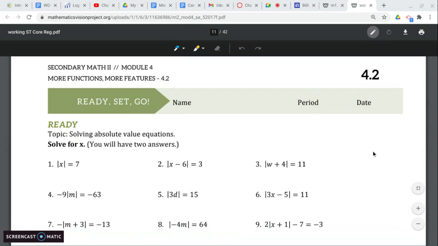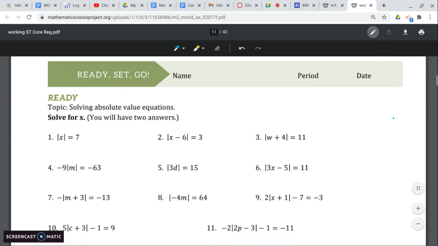So what we're looking at here for this first part is absolute value equations. We want to solve for, well, it says x, but we want to solve for the variable because we don't always have x as the variable. So you can kind of ignore that direction because it's a little bit off there. We're going to do a few of these just so you guys can really get these.